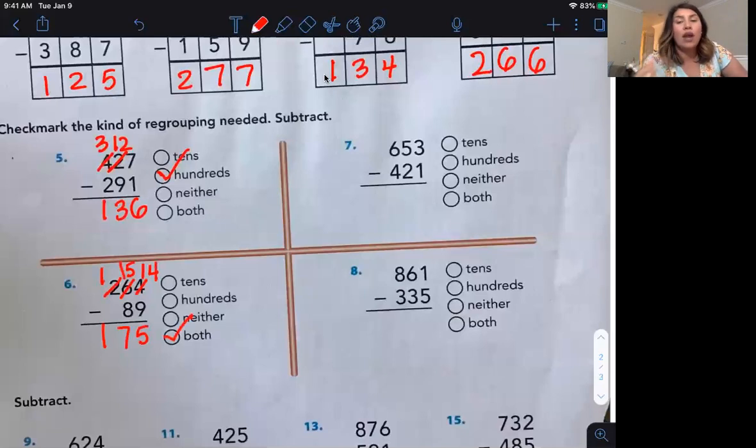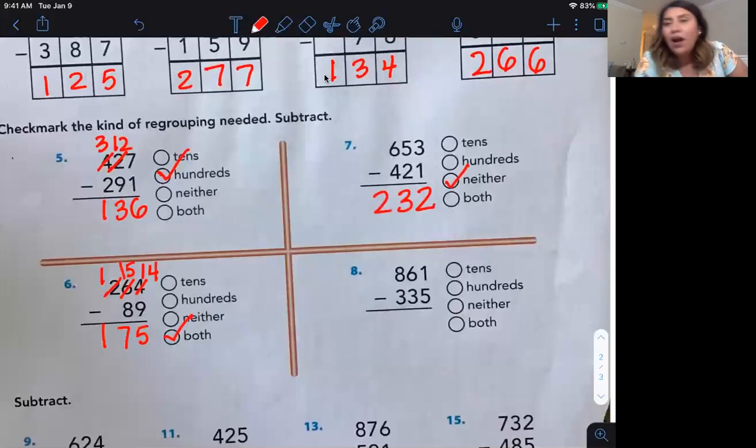Well, I can tell right off the bat the number on the top is bigger than the numbers on the bottom. So we probably don't need to regroup any of them. So neither is probably the answer. I'll check mark it right now. 3 take away 1. 2. 5 take away 2. 3. 6 take away 4.